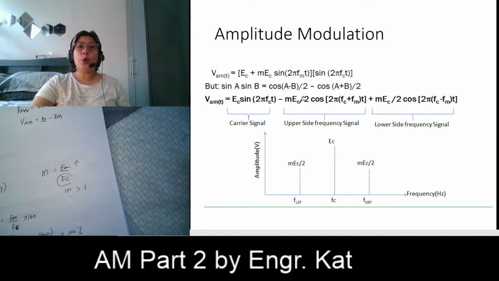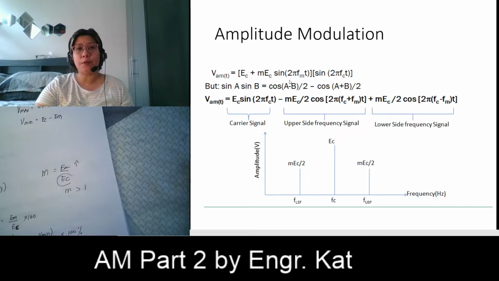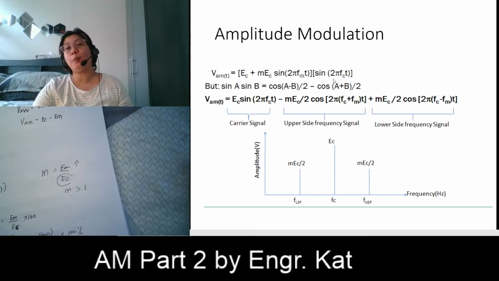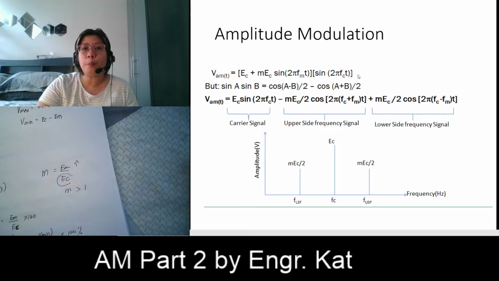So, factoring this out again, the formula. We have here EC, MEC sine of 2 pi FMT, sine of 2 pi FCT. So that will give you EC multiplied by sine 2 pi FCT. So this is your carrier signal. And then we have here MEC sine of 2 pi FMT, sine of 2 pi FCT.